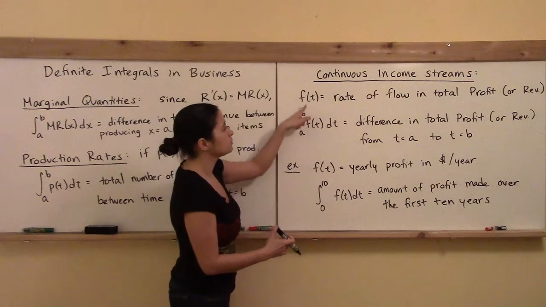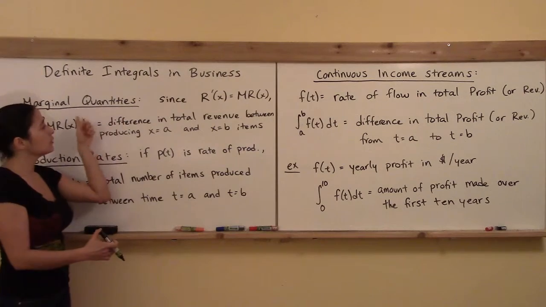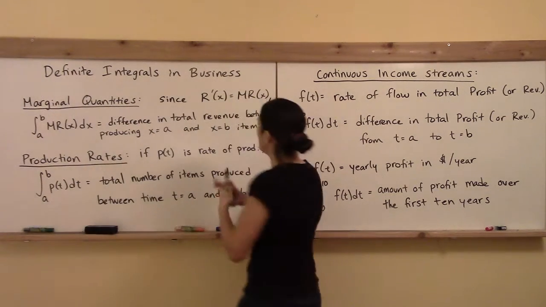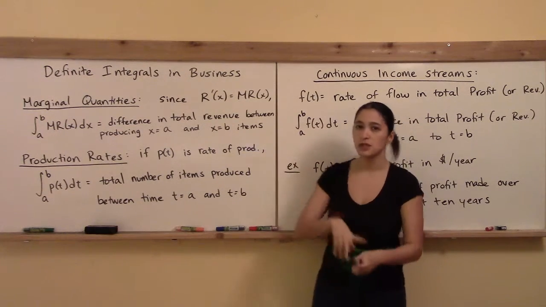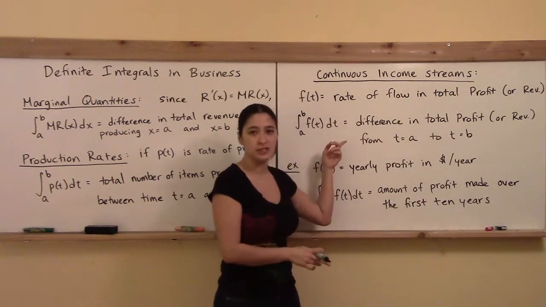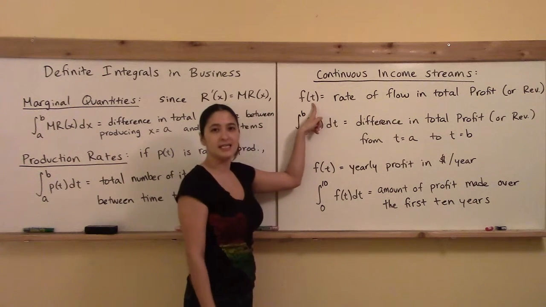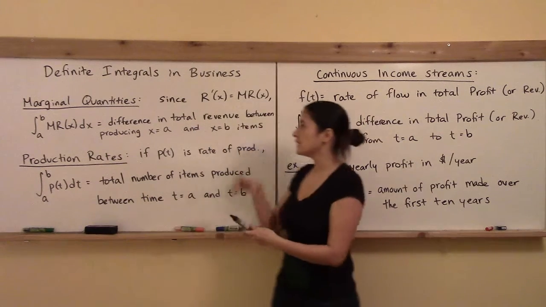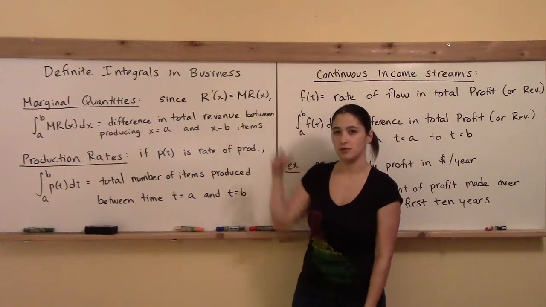The only difference between this and what we have over here is that usually when we talk about the marginal quantities, the total quantities are a function of the number of items being produced. But over here, when we speak about the continuous income streams, usually the independent variable is t. So here, this rate is a function of time. Over here, this rate is a function of x, the number of items being produced.